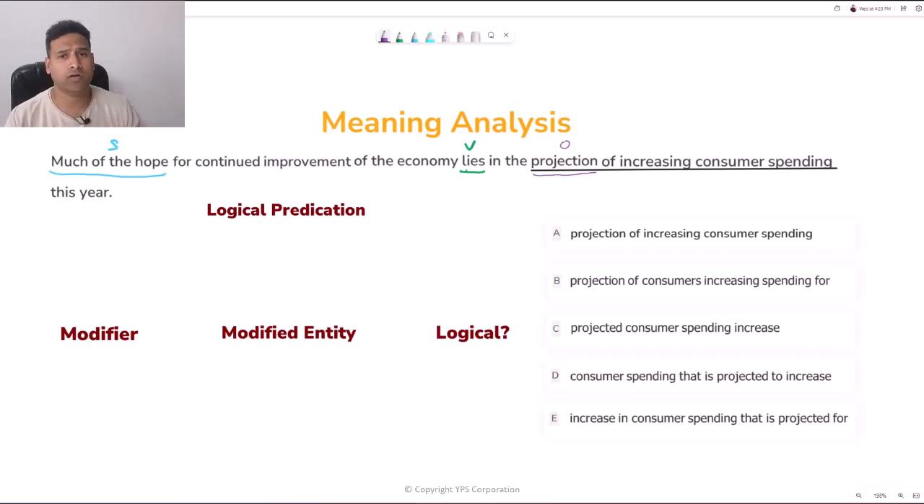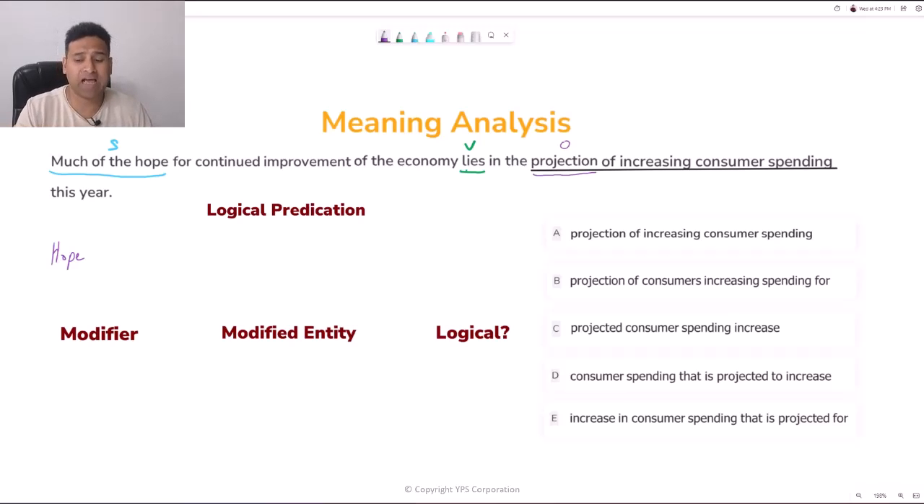Now, we are not here at a stage where we are trying to tell whether the original sentence is right or wrong. What we're trying to do right now is, first of all, figure out what is the logical predication or predicate of the subject, much of the hope. All right, so let me write that down over here. I'm going to write down hope. Okay, and now we're going to look for the correct logical predication.